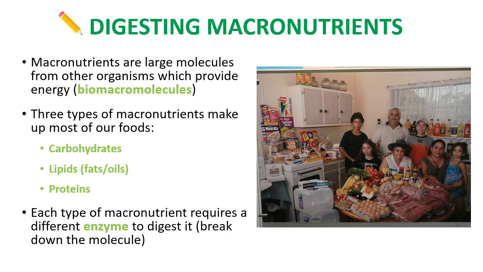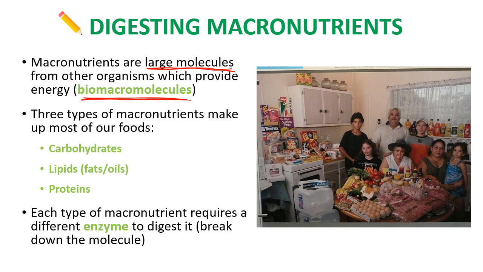So we're going to start off broad, talking about macronutrients. So macronutrients are large molecules. So they're still made of atoms, just like every other molecule. They come from other organisms, and they give us energy in our food. So essentially, all our food is made up of these biomacromolecules. And there's 3 main types that our food is made of.